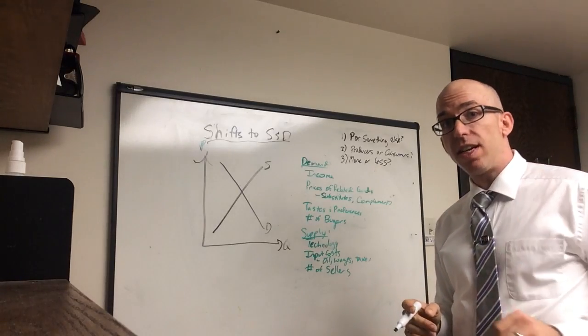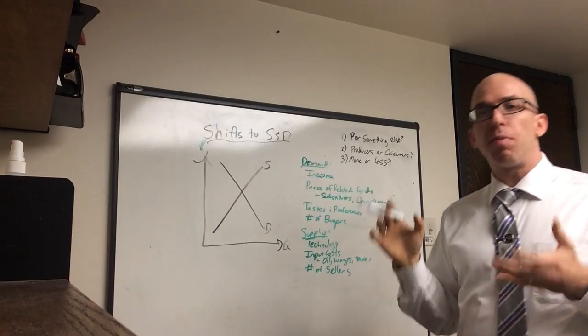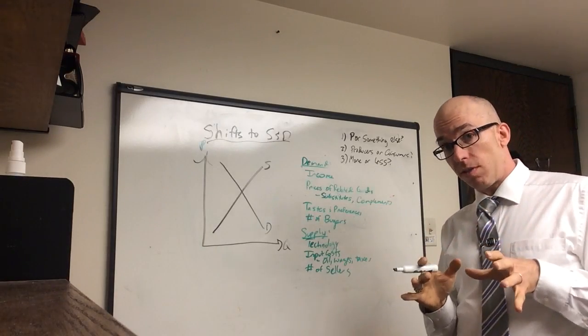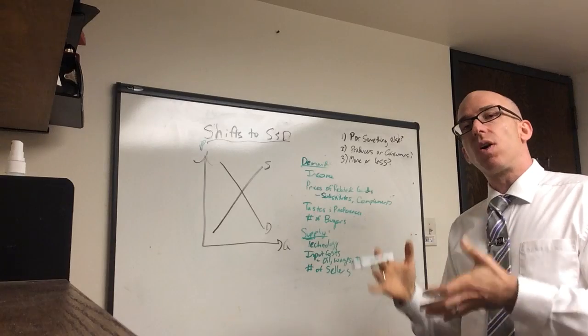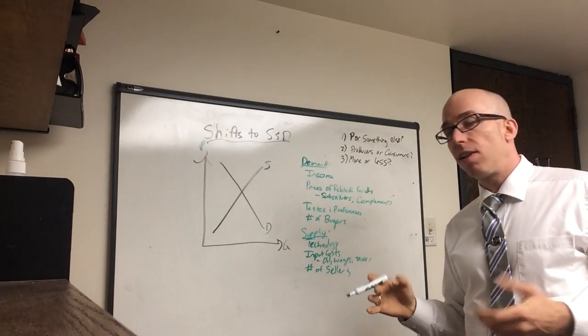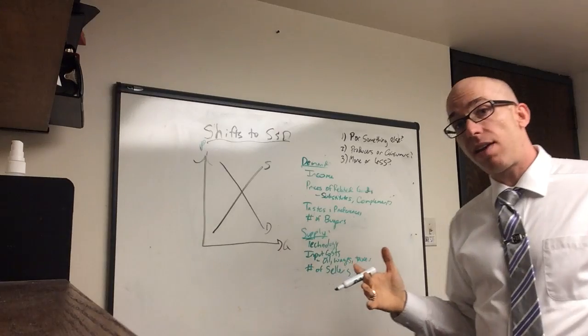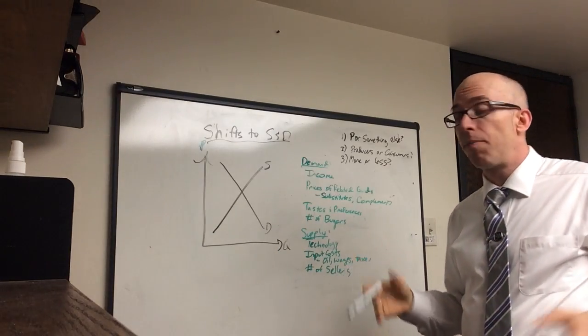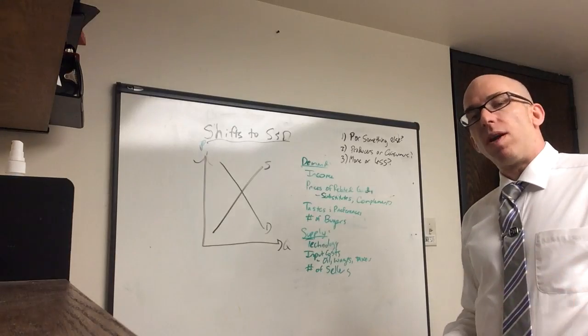Now the second question is, which curve? Well, is it the producers or consumers? Remember, the supply curve is the producer's curve. So if it's something that affects producers but not consumers, it's going to be the supply curve. Consumers will be the demand curve. So if something makes consumers change their behavior or their opinion of a product, then you would see the demand curve move.